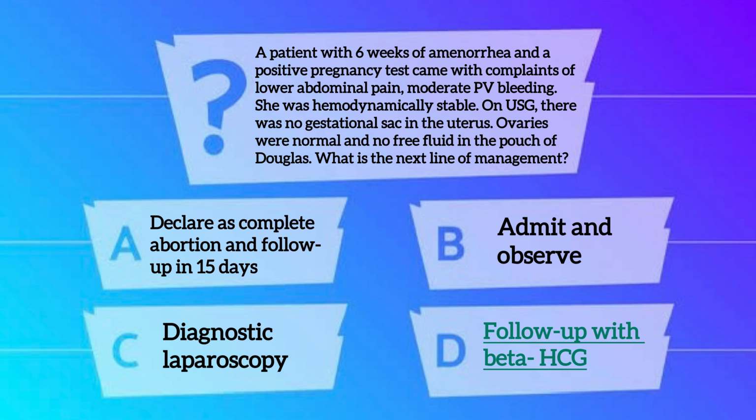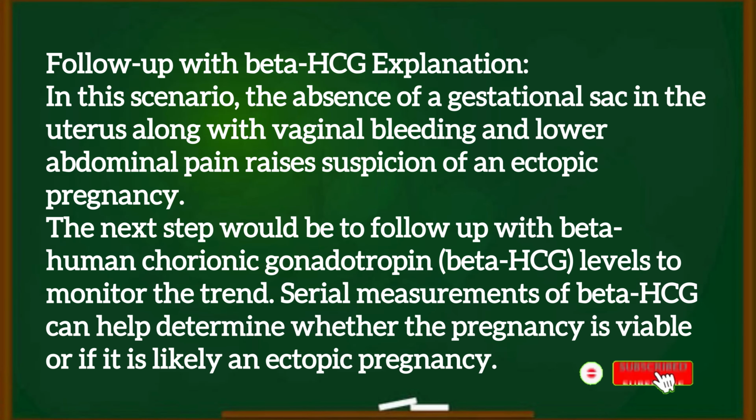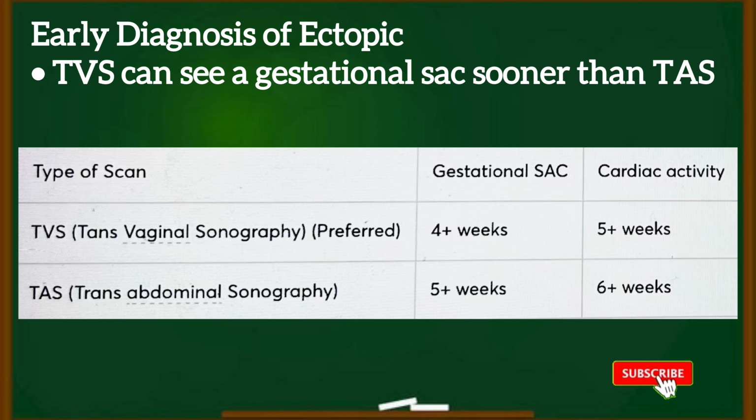Yes, the correct option is option D, follow up with beta HCG. In this scenario, the absence of a gestational sac in the uterus along with vaginal bleeding and lower abdominal pain raises suspicion of an ectopic pregnancy. The next step would be to follow up beta HCG levels to monitor the trend. Serial measurements of beta HCG can help determine whether the pregnancy is viable or if it is likely an ectopic pregnancy. Transvaginal sonography can see a gestational sac sooner than transabdominal sonography.